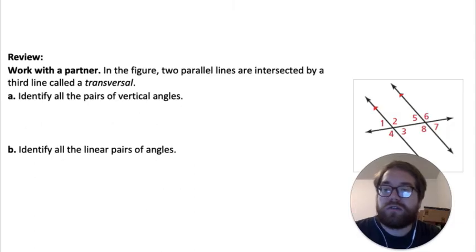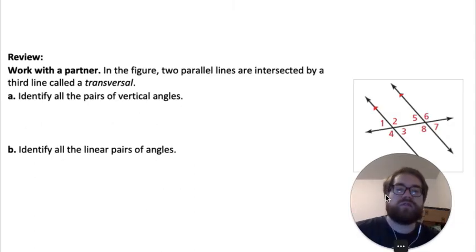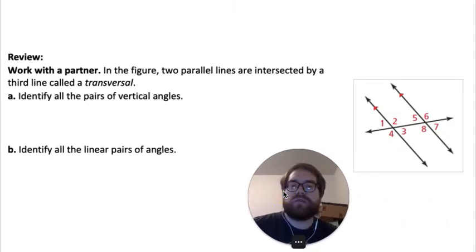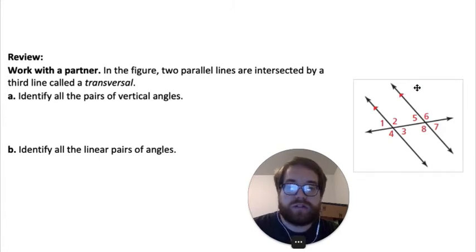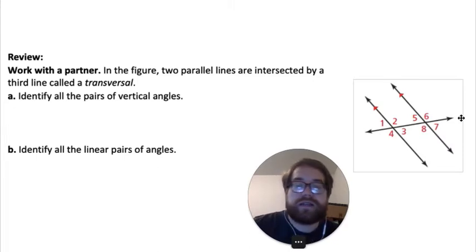If you look in your notes, the first part is a review of what vertical angles are and what a linear pair is. So in this it says you've got two parallel lines, where you see those red arrows. That indicates that those two are parallel to each other, that are intersected by a transversal. We'll clarify more of what a transversal is in the next lesson, but it just means this line that's crossing these two parallel lines.